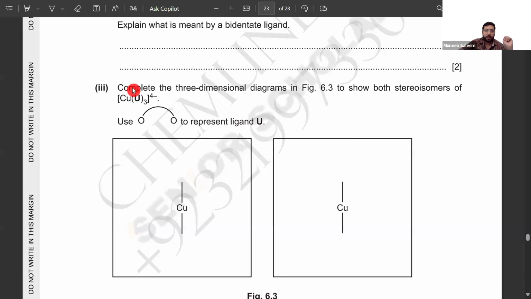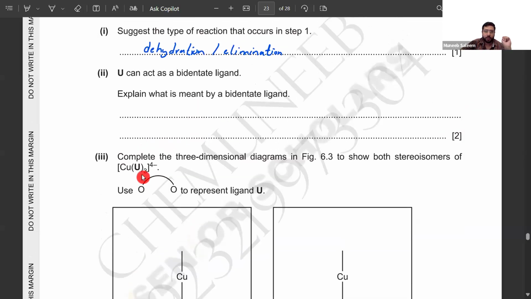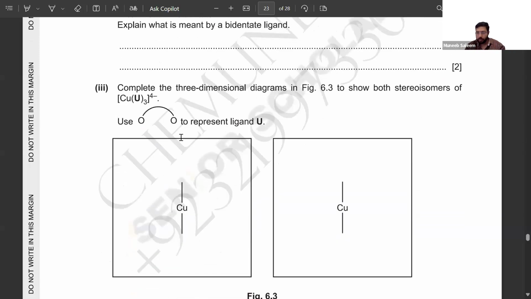Now the next question, complete the 3-dimensional diagram to show both stereoisomers of the Cu complex with U as a bidentate ligand, with 3 bidentate ligands and a 4 negative charge. All right, so for this purpose, we are given a simplicity to show the bidentate ligand by this symbol. So we know that copper makes an octahedral structure. It should make an octahedral structure with 3 bidentate ligands. So I'm going to show a picture like this.